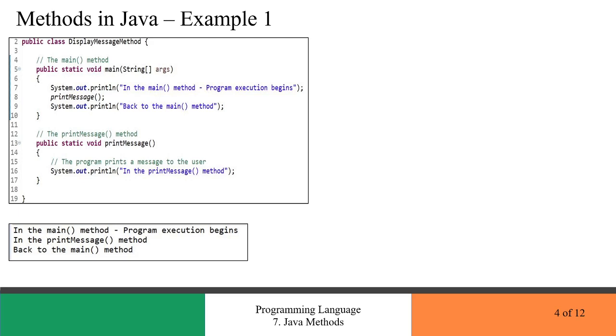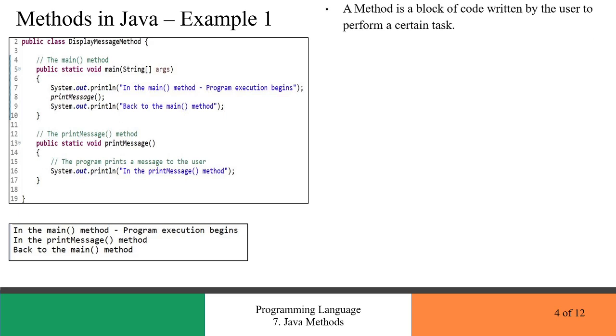Once all of the lines inside the printMessage method are executed, the code continues from the next line in the main method, which is line number 9. So, back to the main method gets printed. As a part of this program, we have written another printMessage method in addition to the main method, and we have made use of the name of the method to execute the code inside it. Let us walk through the example once again with the text.